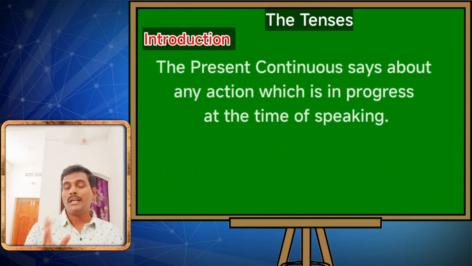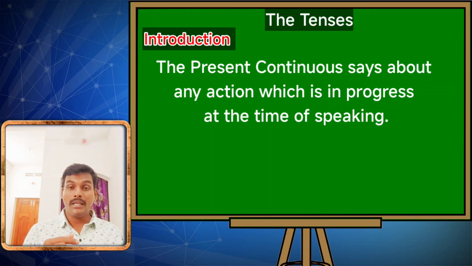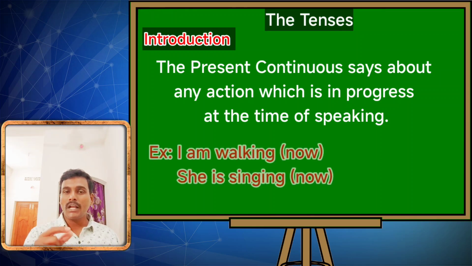Present continuous says about an action or event continuing presently. Meaning, in the present time, any action, if it is in progress, we can speak of in present continuous tense. So examples are available there. I am walking. I am walking in the sense it's a present action. I am walking now. Meaning present, it's a happening thing.